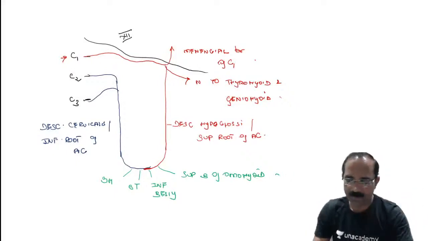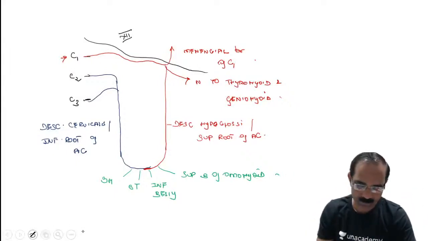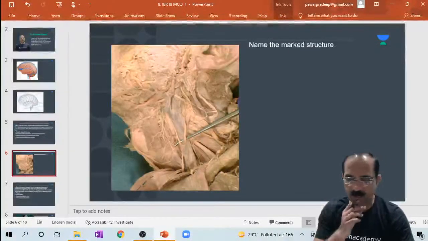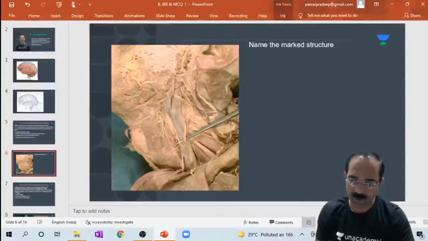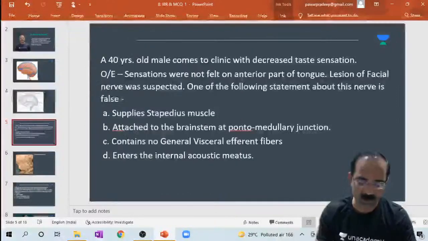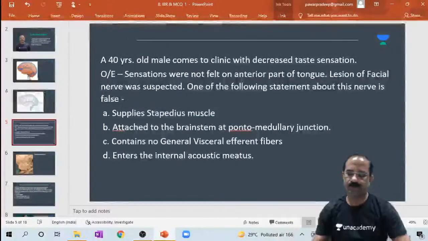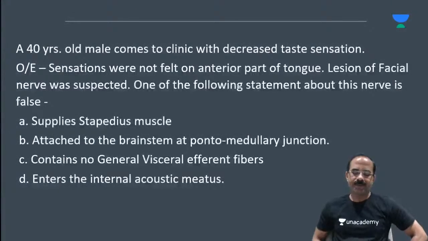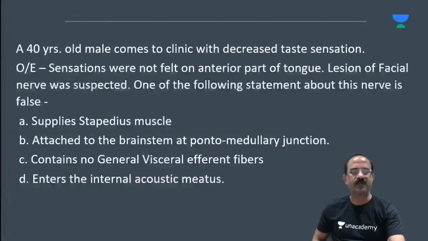Okay, that's it. So this is the ansa cervicalis. Okay, we'll start with the last MCQ now. Answer this, bachcho.